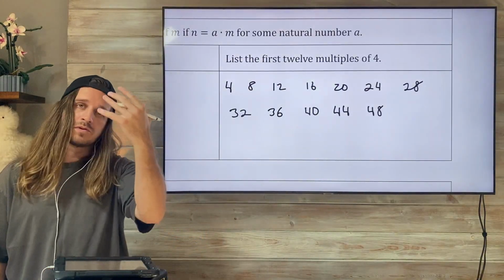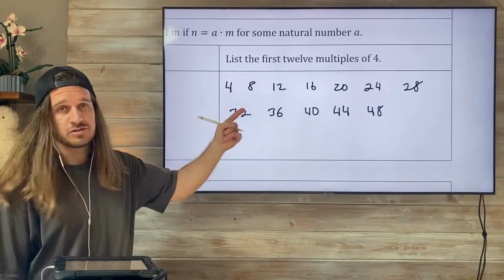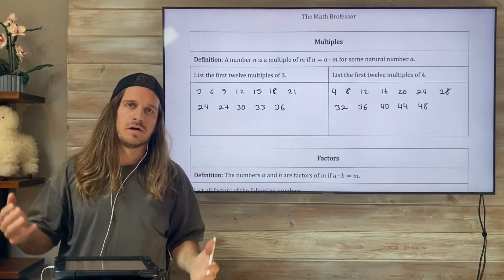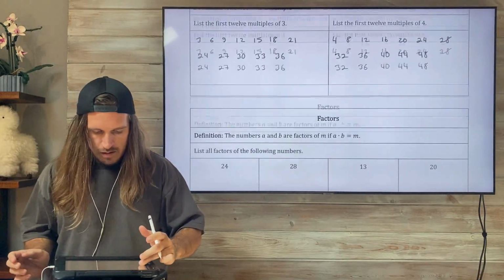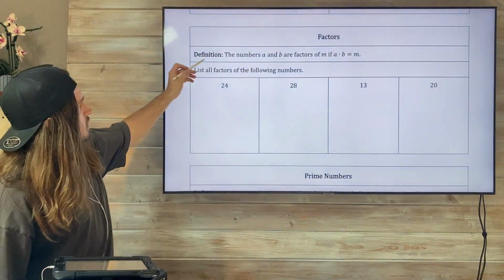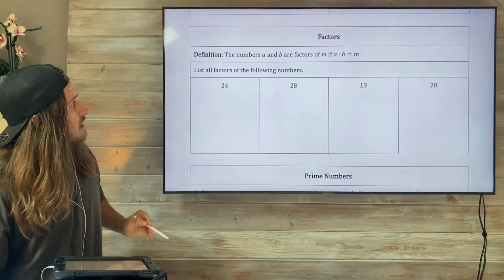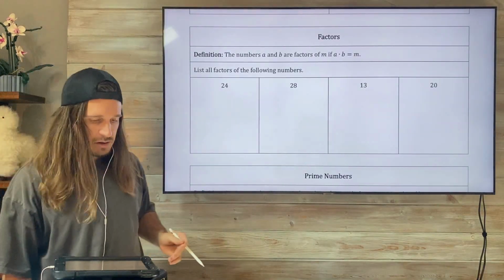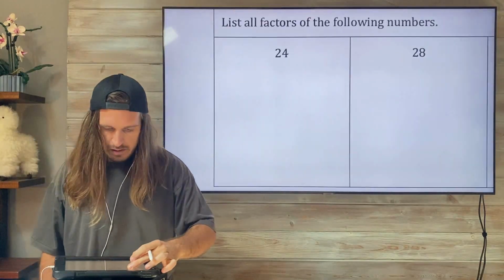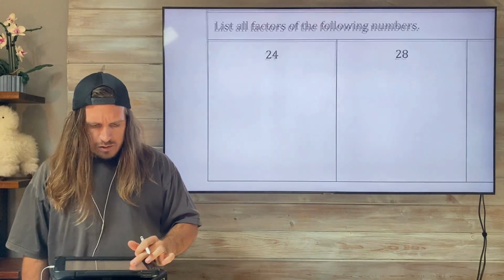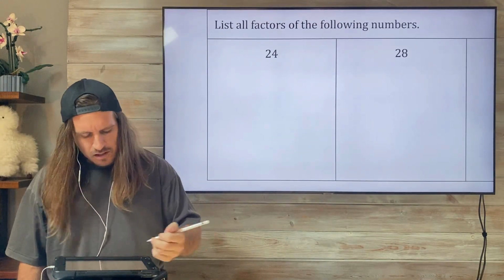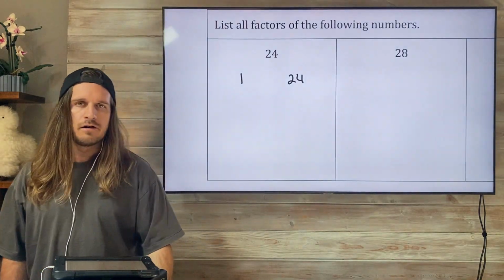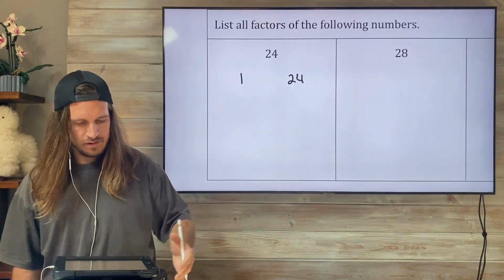People get multiples confused with factors. These are multiples. Now let's do factors. Factors will always be smaller. Here's the definition. The numbers a and b are factors of m if a times b equals m. So let's list the factors of the following numbers. So 24 here, you can always start with 1 and 24, right? That's the most obvious pair of factors, 1 and the number itself.